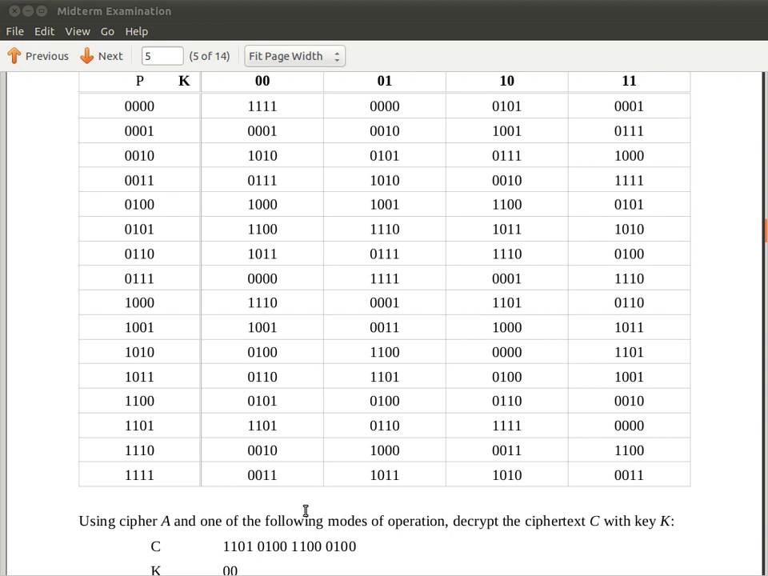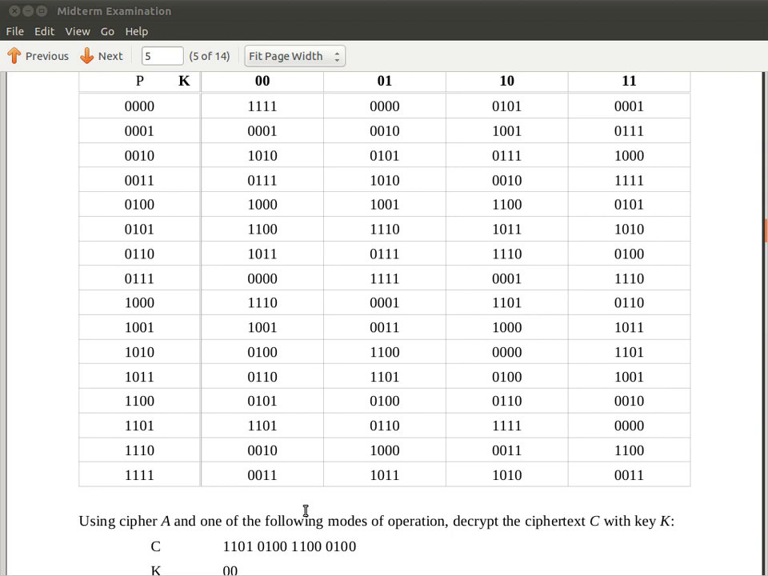Who's got answers for CFB? How many ones at the start? He's got 6 ones, he's got 5 ones and a zero. He's got 5 ones and a zero. 5 ones and a zero.